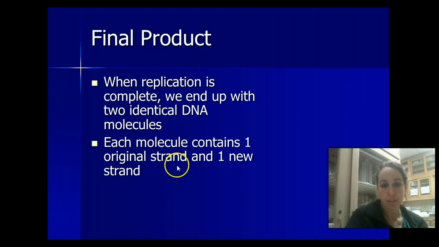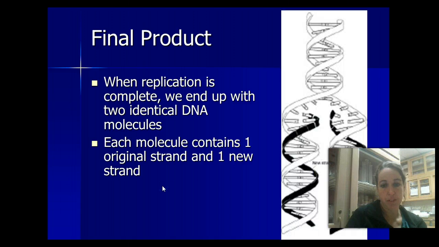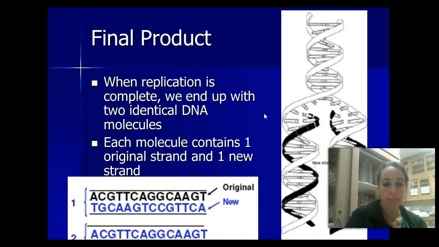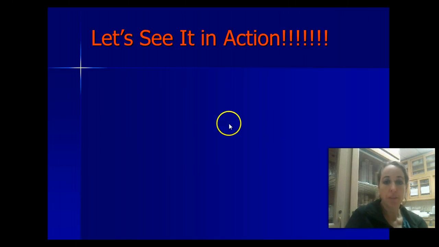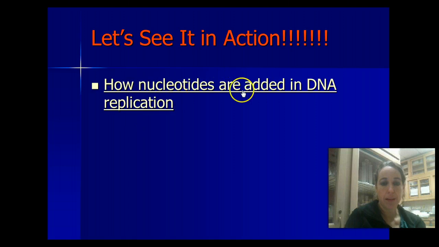Each molecule contains 1 original strand and 1 new strand. And that's called semi-conservative replication. So here's what it looks like as it's being added in. Here's our new strand being added to our original strand. Here's our original strand with the new strand being added in. Okay? So 2 new strands. So now we can make new cells. And that's our whole goal, is to be able to reproduce and get more cells. So let me show you this little animation to help make sure that you really understand what's going on.